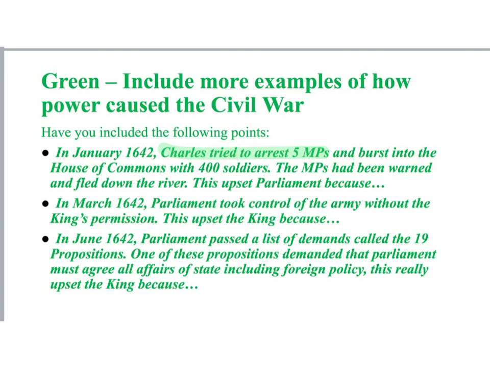He burst into the House of Commons with 400 soldiers, but the MPs had been given a tip-off, and they fled down the river. This upset Parliament because it showed that Charles was trying to take over, and they didn't trust him. They thought he was planning to get rid of Parliament. He was trying to arrest these 5 MPs, the ringleaders, the leaders of the people in Parliament who were against him.